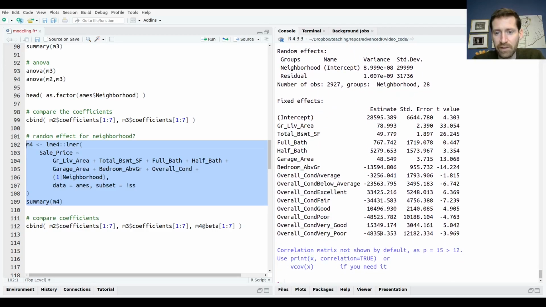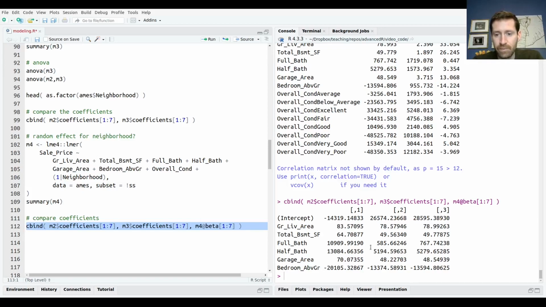Okay, and these are the fixed effects. But let's put them together. I want to see what they are for the different models. Just to remind you, this is the model without neighborhood. This is the model with neighborhood as a non-random, or fixed, effect. This is the model with neighborhood as a random effect. We already compared the first two, so let's now compare this one to this one, because this is non-random and this is random neighborhoods.